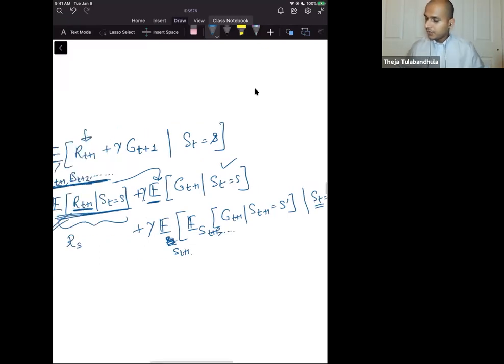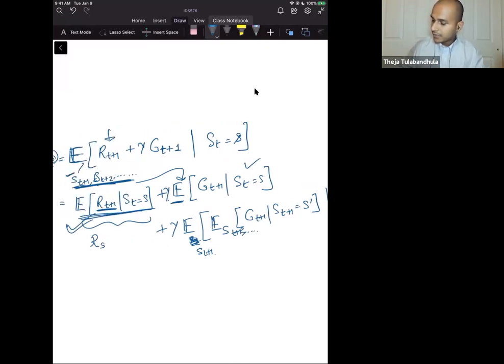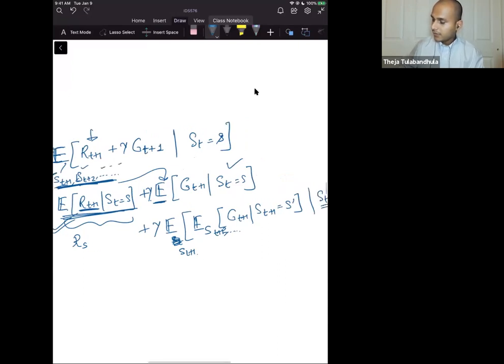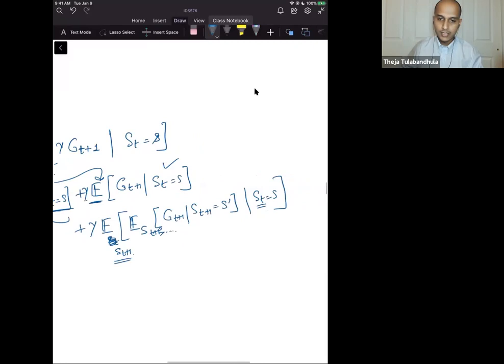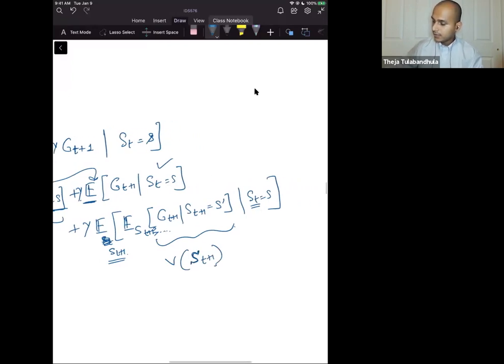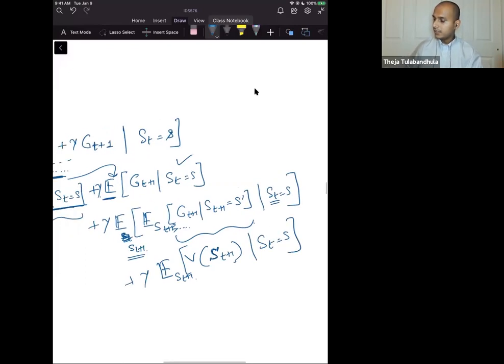So what I've done is there's a bunch of random variables, S_{t+1}, S_{t+2}, and all that. If you focus on the second term, I kept S_{t+1} outside. Which means that conditioned on S_{t+1} equal to s prime, I'll have many such expressions here, and this expression is equal to v of S_{t+1}, where this is capital S. And that's it. So this plus gamma times expectation over S_{t+1} given S_t equal to s. So this is the second term.